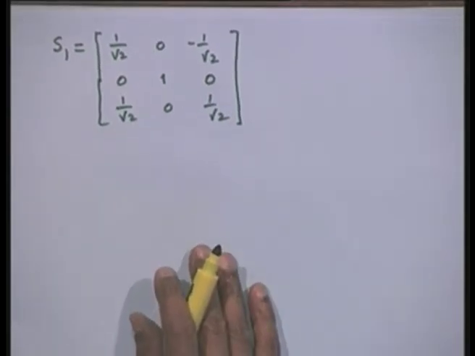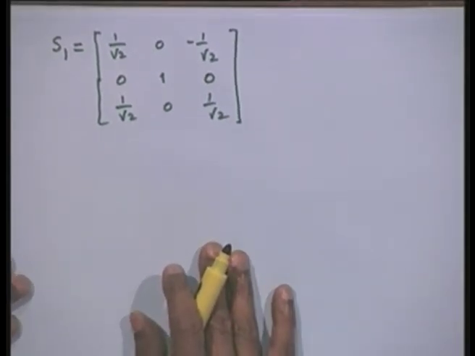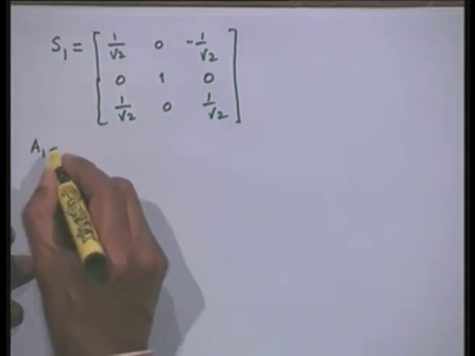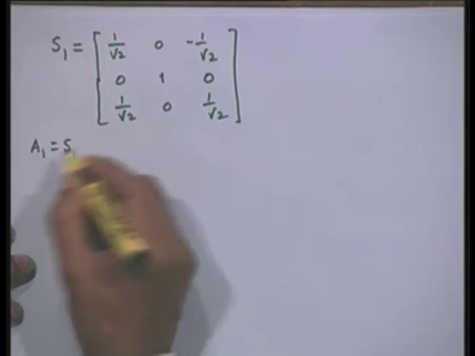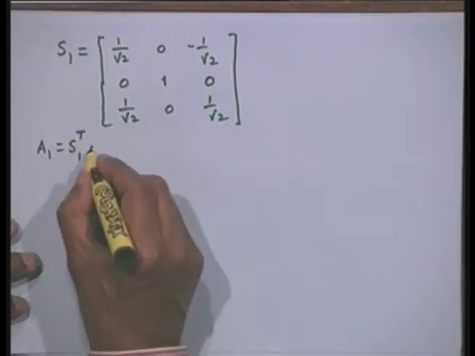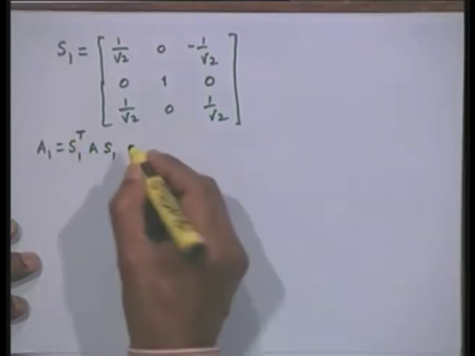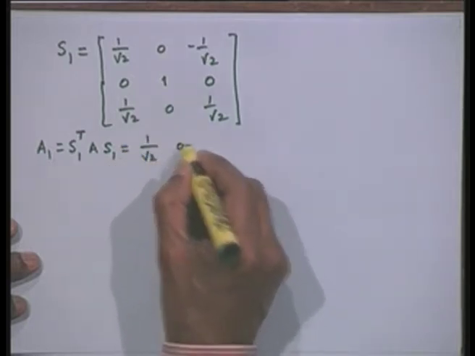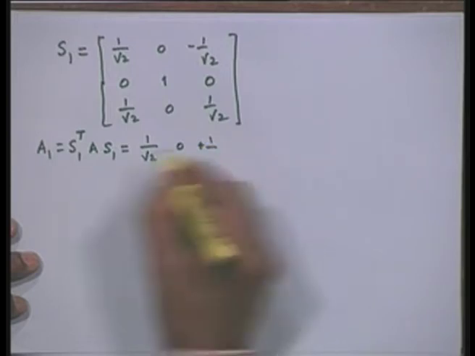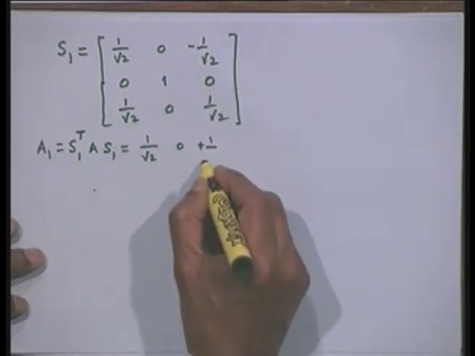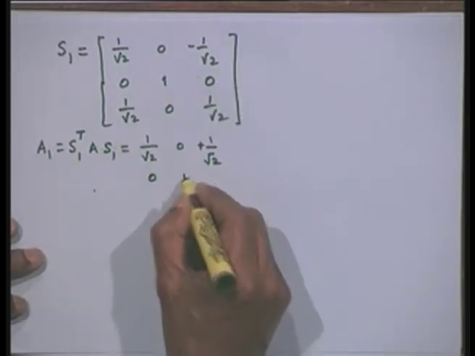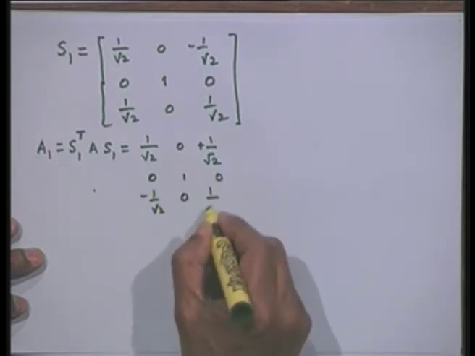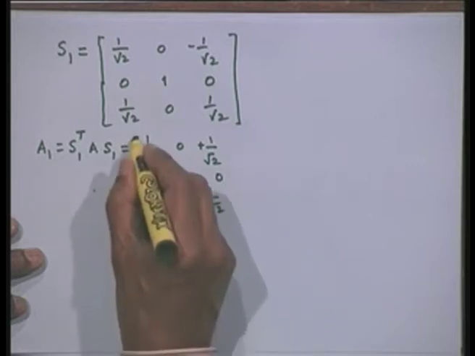Therefore, this is the rotation matrix that we need. Now we need A1. A1 is S1 inverse, that is S1 transpose A S1. So, let us write this: 1 upon root 2, 0, this is the transpose, so this comes here, 1 upon root 2, 0, 1, 0, 1 upon root 2, 1 upon root 2.